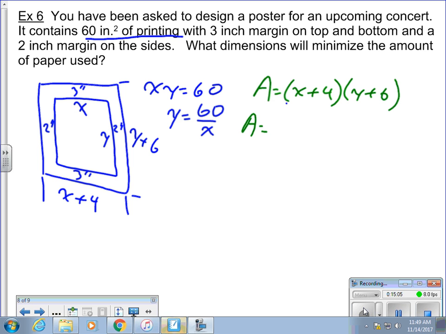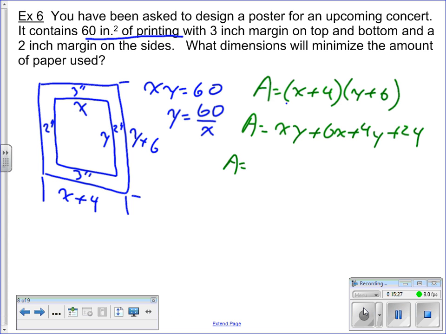So my area equals xy plus 6x plus 4y plus 24. You see what I did? All I did is FOIL it out. I don't have any like terms to combine yet, and I may not anyways. Put in 60 over x in for wherever y is. A equals x times 60 over x plus 6x plus 4 times 60 over x plus 24.